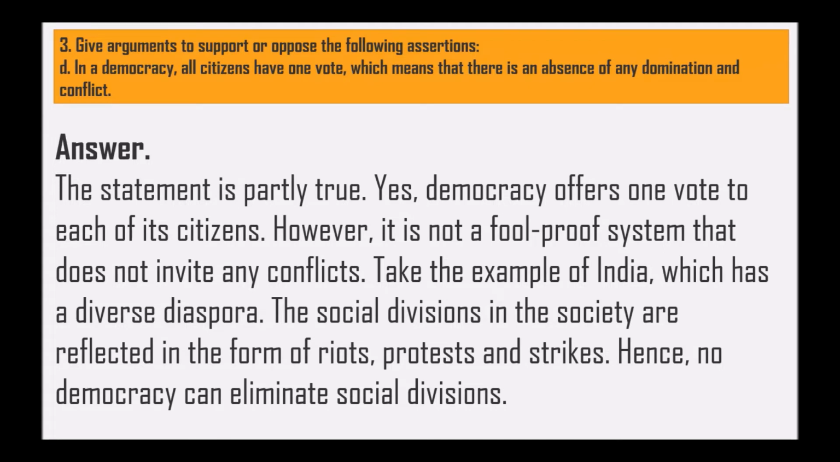Next, in a democracy, all citizens have one vote, which means that there is an absence of any domination and conflict. The statement is partially true. Yes, democracy offers one vote to each of its citizens. However, it is not a foolproof system that does not invite any conflict. Take the example of India, which has a diverse diaspora. The social divisions in the society are reflected in the forms of riots, protests, and strikes. Hence, no democracy can eliminate social divisions.